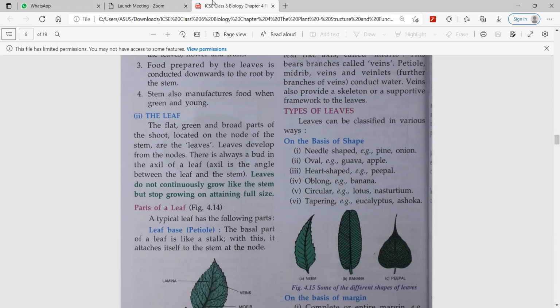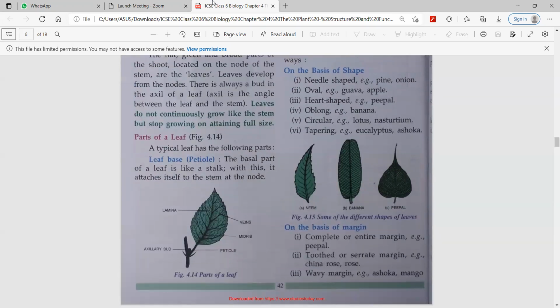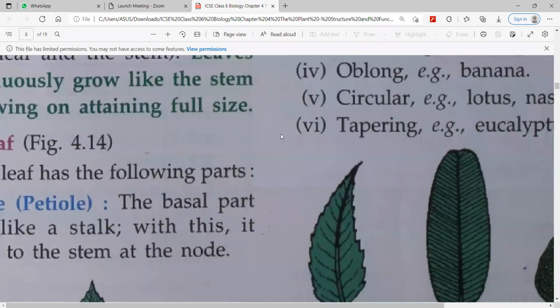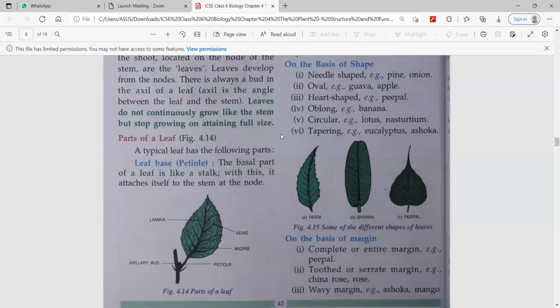What does that mean? It simply means कि leaf जो होती है हरे रंग की एक broad portion and it is quite flat, चपटी होती है. The part where the leaf arises on the stem is known as node. Leaves always arise from the nodes. This part is known as node, and the leaves arise from nodes.